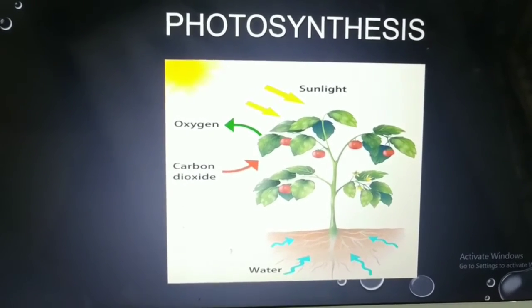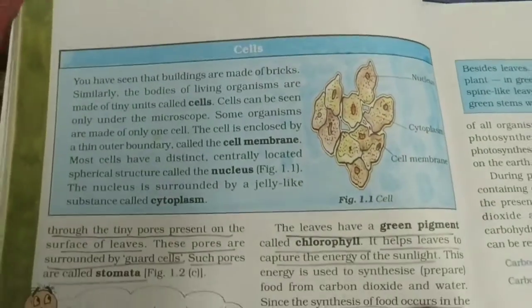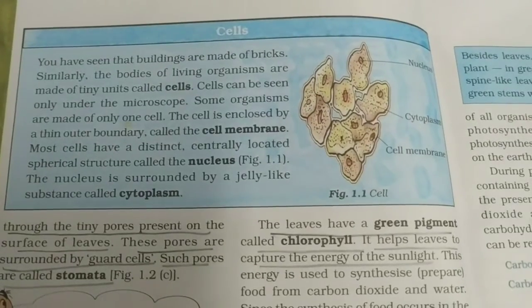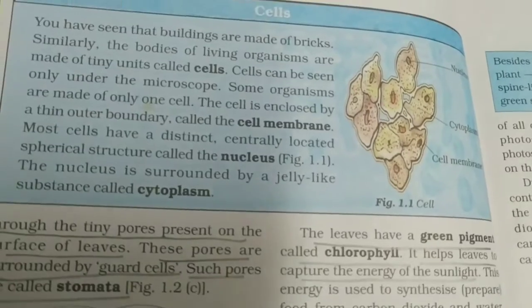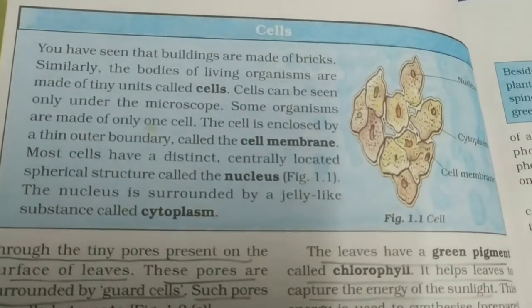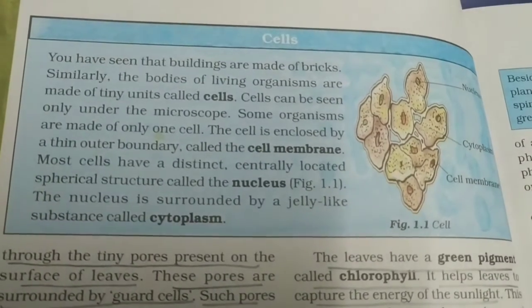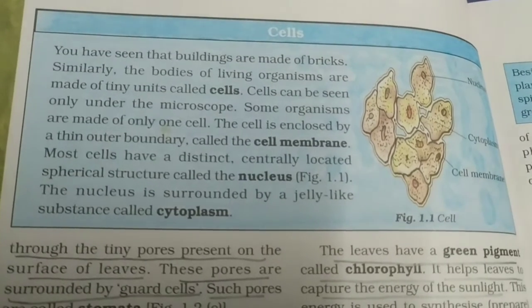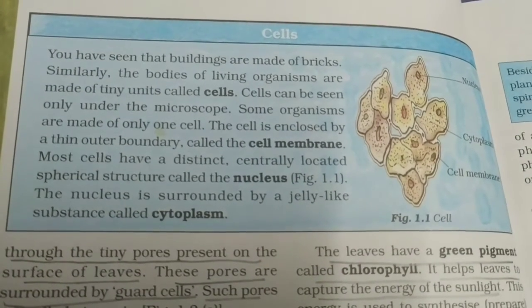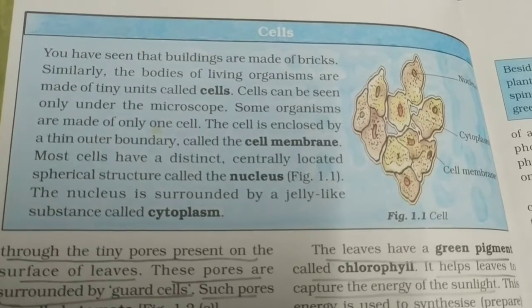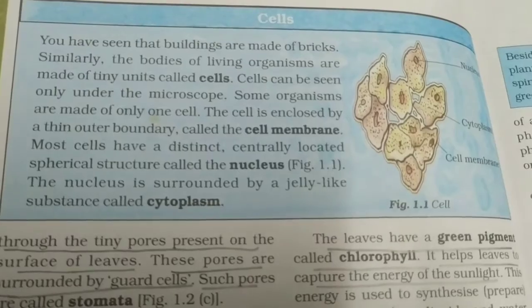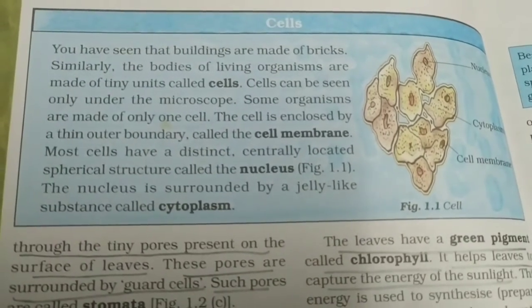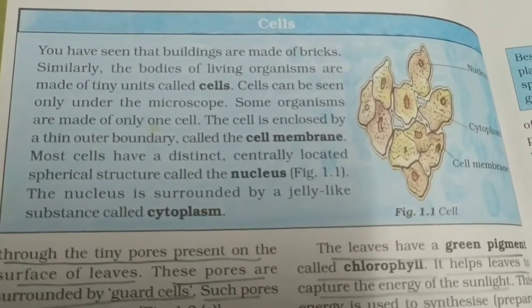Yes. Now, so guys, here I have a new topic for all of you. You might not have learned this in the previous classes, so please pay very, very close attention to this topic. Okay. Now, you have seen that buildings are made up of bricks. Similarly, the bodies of living organisms are made of tiny units called cells. Okay. So bodies of, we can say, humans, animals, or anything are made up of cells.